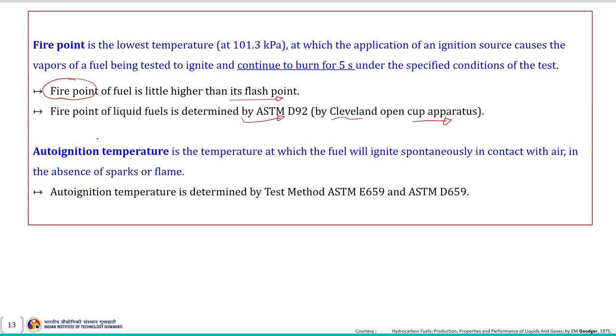Similarly, the ignition temperature is the temperature at which the fuel will ignite spontaneously in contact with air, even in the absence of sparks or flame. And this auto ignition temperature can also be estimated using the standard ASTM technique mentioned here. Hence, the estimation of flash point, fire point and auto ignition temperature is essential because these properties provide an indication of fire risk in storage even at ambient condition.